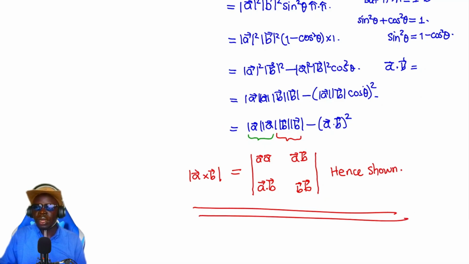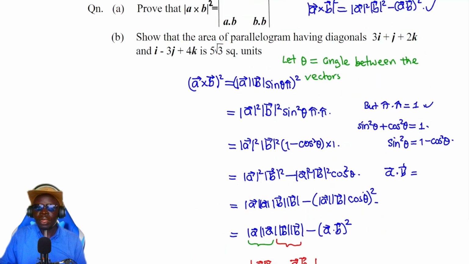Let us go ahead and look at part B of the question, which says, show that the area of the parallelogram having diagonals of the vectors 3i plus j plus 2k and i minus 3j plus 4k is 5 root 3 square units.